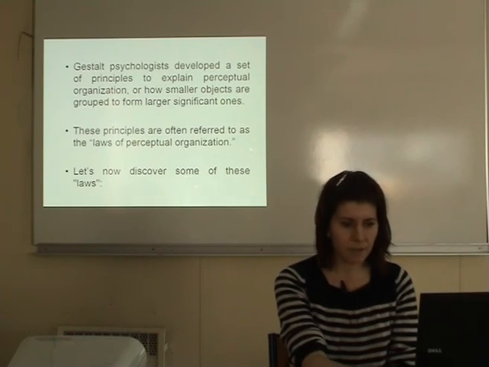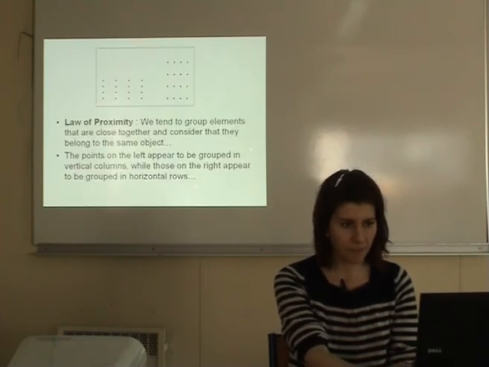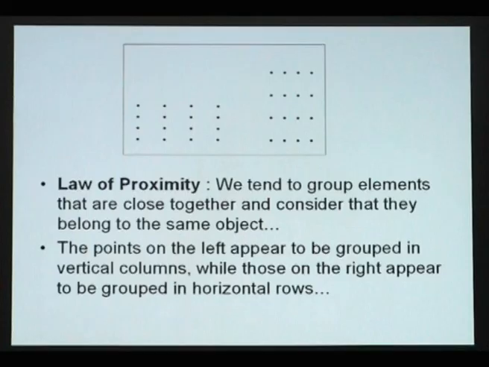Let's now discover some of these laws. Law of proximity. We tend to group elements that are closer together and consider that they belong to the same object. The points on the left appear to be grouped in vertical columns, while those on the right appear to be grouped in horizontal rows.